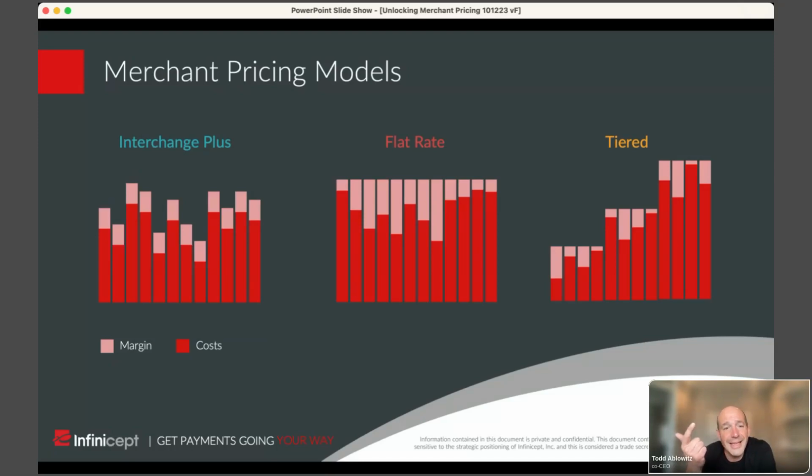The second thing is how was it processed? So was it card present? Was it card not present? Was it tapped? Was it dipped? Was it keyed in? All of those have their own implications on what the interchange cost is.